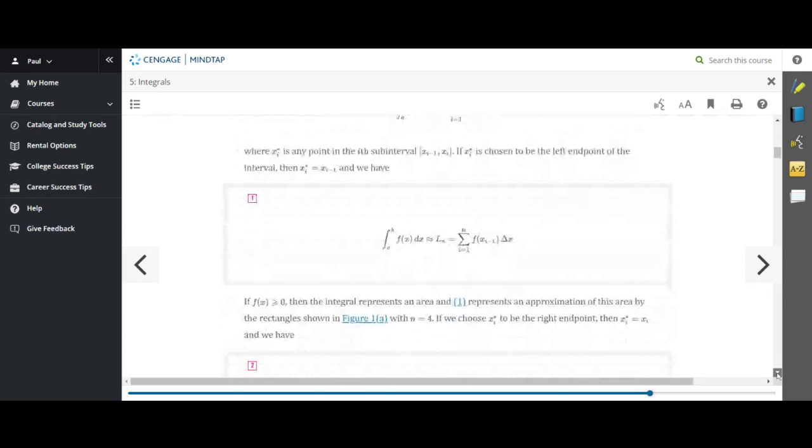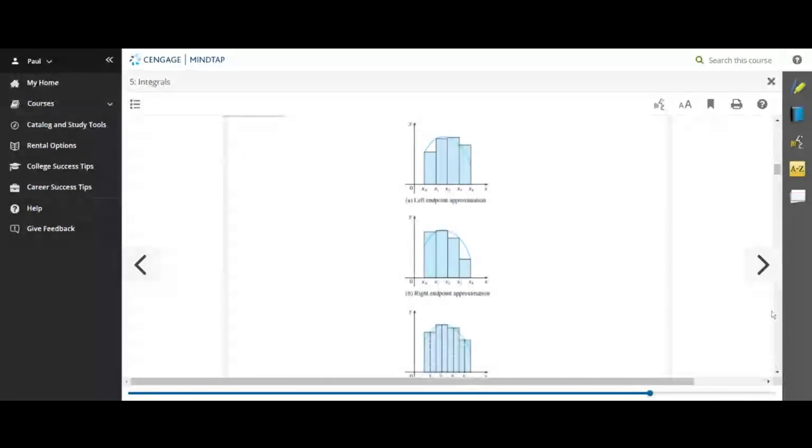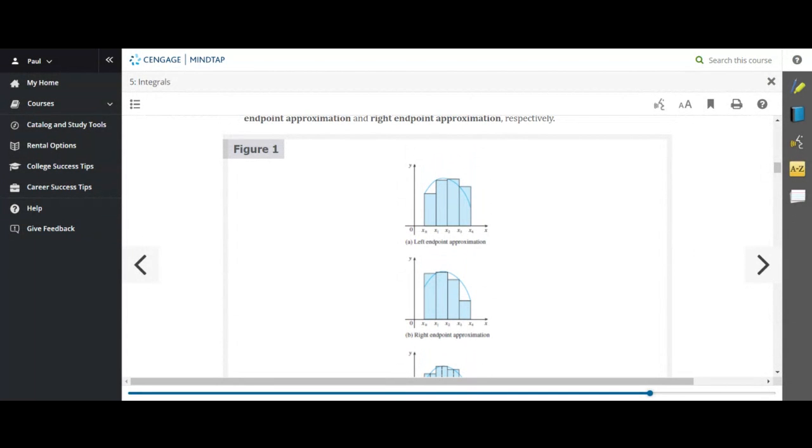So for instance, if we go here to figure 1, they show some different kinds of approximations. In figure 1, they have a function, that blue function, and they want to approximate the area under that function from the initial point x sub 0 to the end point x sub 4. That's like a and b. There they use what's called a left endpoint approximation. Do you see how the height of every rectangle in figure 1 is determined by the left endpoint of each subinterval?